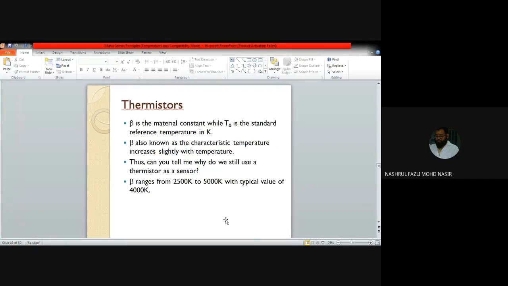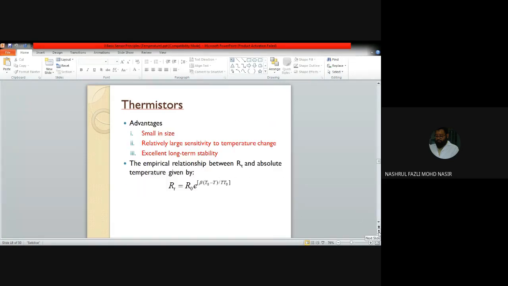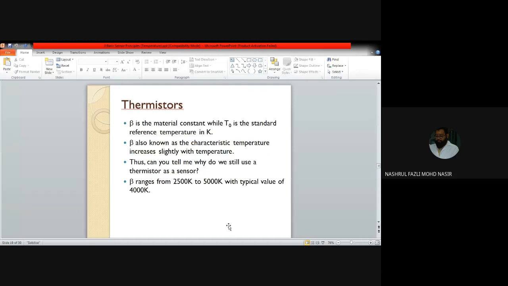Okay. So we have beta. Just now for the thermocouples, you have alpha. Here beta is important. Beta is the material constant, while T naught is the standard reference temperature in K.